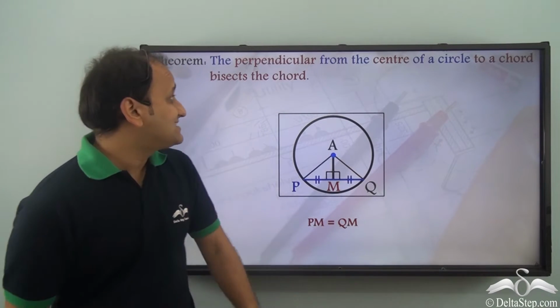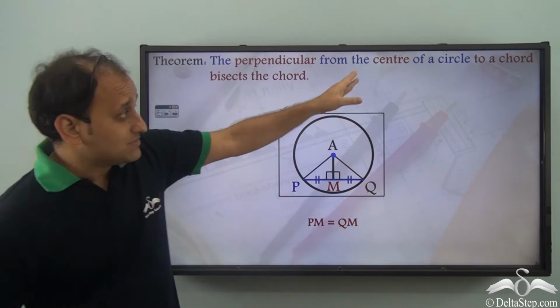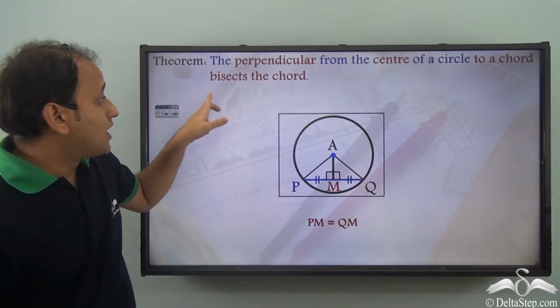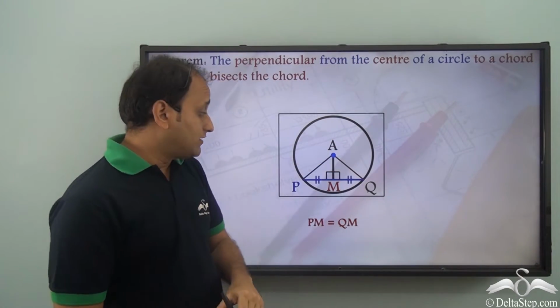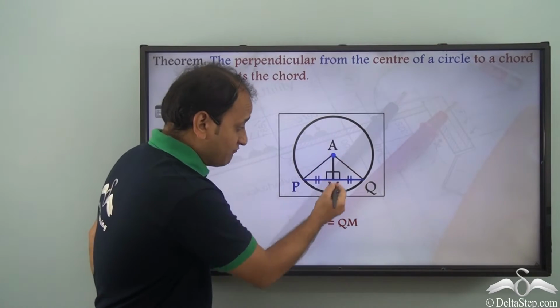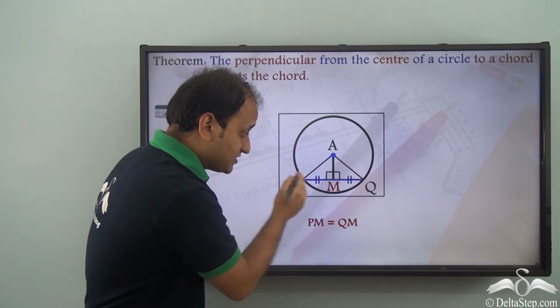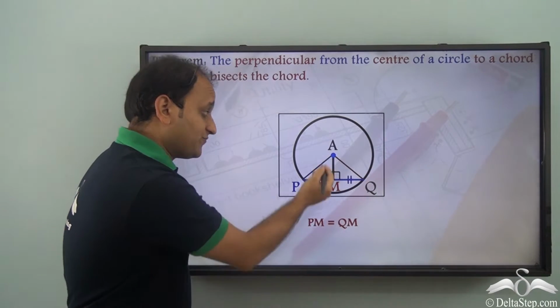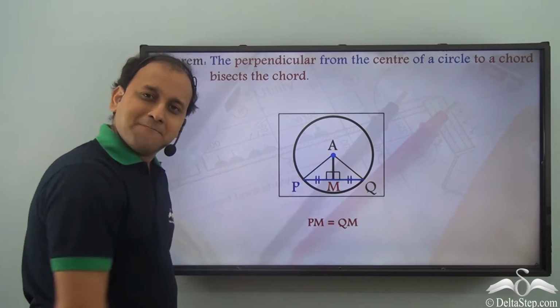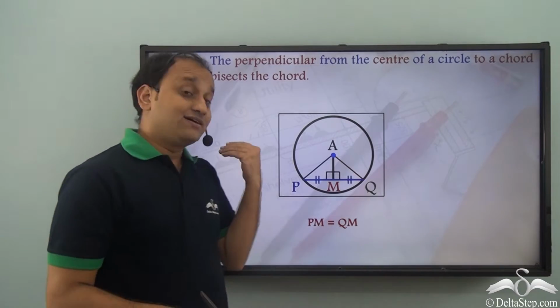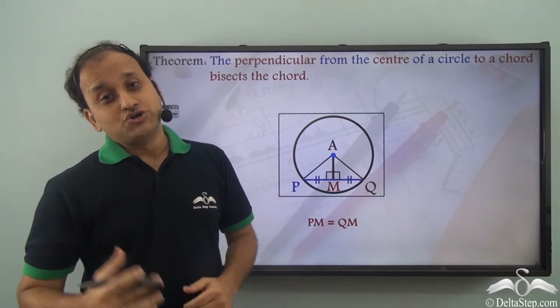We know that the perpendicular from the center of a circle to a chord bisects the chord. So we can say that AM, which is a perpendicular from the center to the chord PQ, will bisect the chord PQ, and the converse is also true.